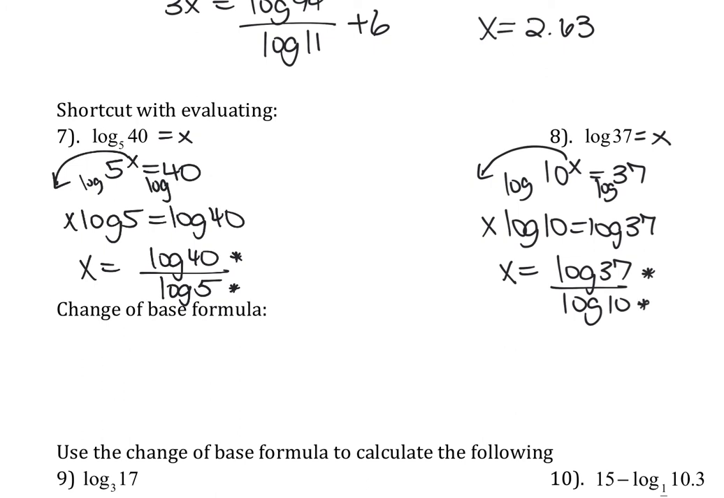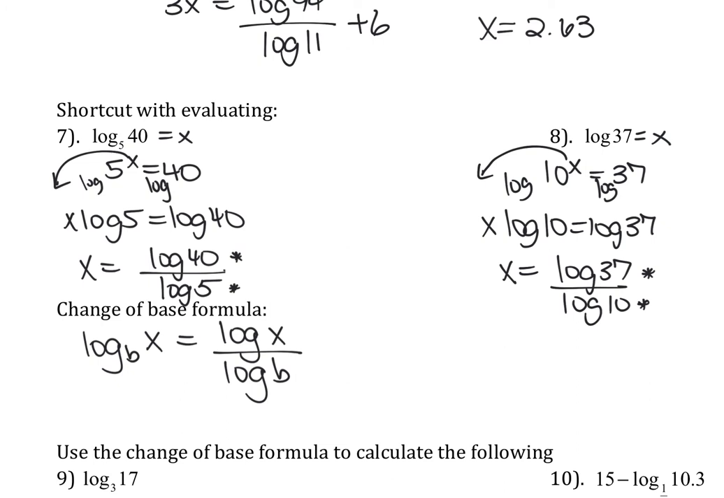So if you are evaluating, there is a nice shortcut that says you can just take the log of the argument divided by the log of the base. That would be written more generally as the following. If I'm asking you to evaluate log base b of x, and I want to know what that is equal to, it is going to be log of the argument, so log of x, divided by log of the base, which would be log of b.